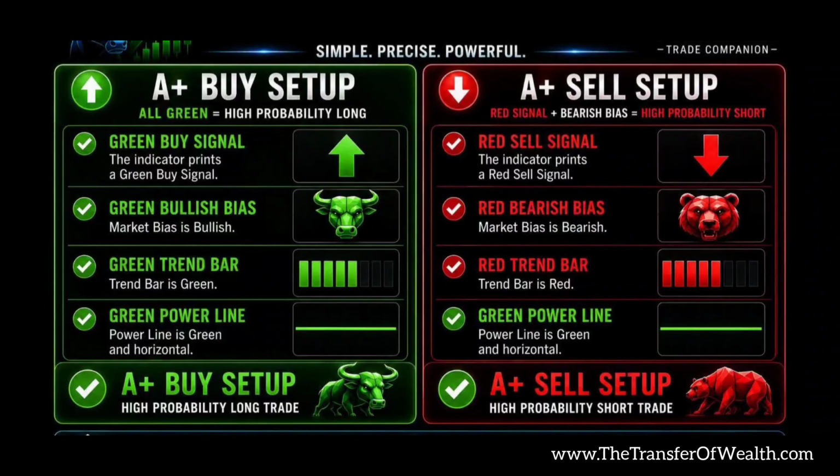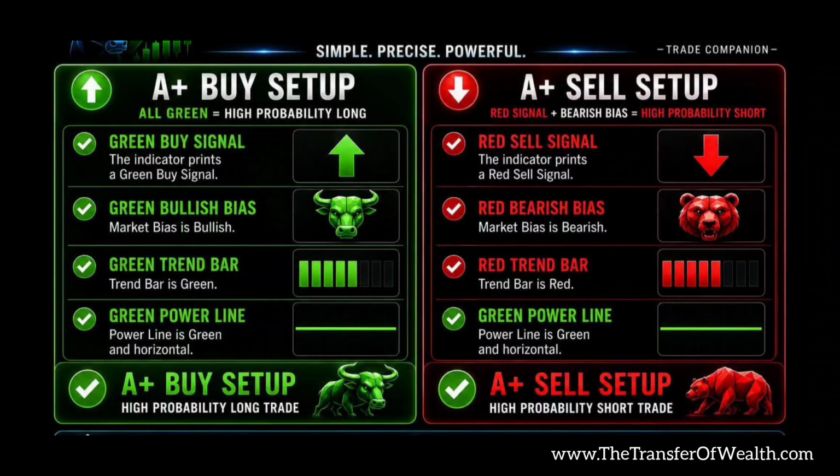Remember I showed you the bias in the upper right hand corner. It's either going to say bullish, bearish, or neutral. If it's neutral, you don't do anything. You just wait. Patience is key in trading. Patience brings wealth in trading. So you look for a green bullish bias, which lets you know that the market has been going up. That's the bias. That's, you know, the nature of the market at the time.